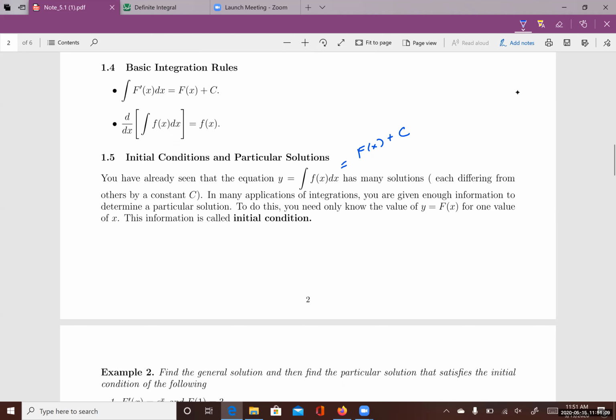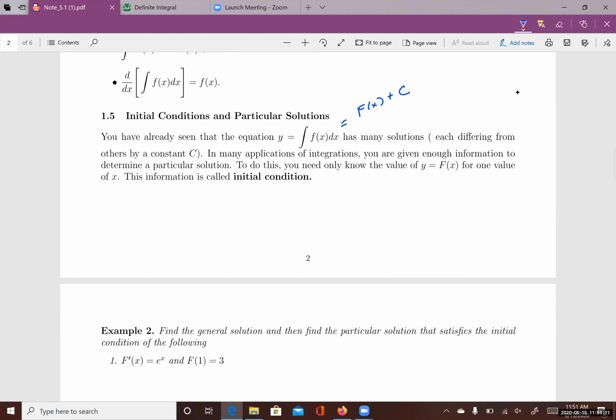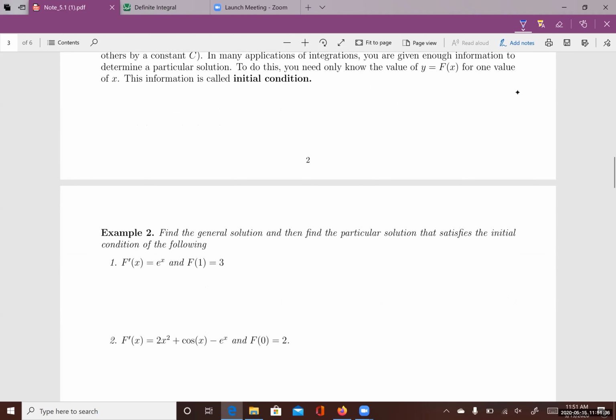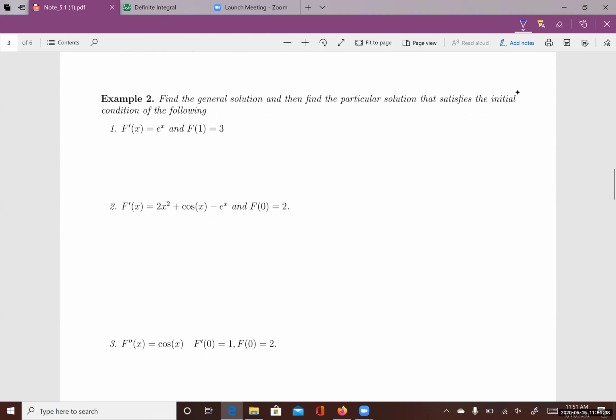In many real applications, you will have some initial values to determine a particular solution. Before you can find a particular solution, you need to find the general solution. Then you will use the initial value to figure out the value of c. Once you have the value of c, you can find that particular solution. Let's look at an example here.